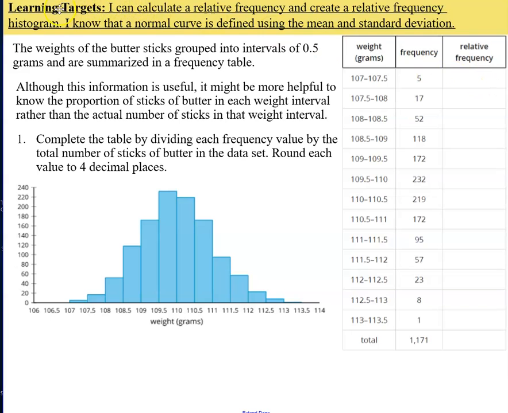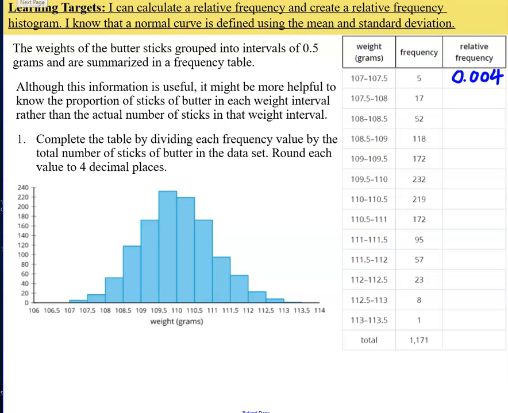So you could pause right now and take out your calculators, and for example, the very first problem we would do is we would take our frequency of 5 and we would divide by the total number of sticks of butter, which is 1,171. And if you divide 5 by that, you get approximately 0.004. And so I'll write that in on here, my best mouse marking ability, and so that would get you started. And like I said, you could pause the video here and try to fill in the table.